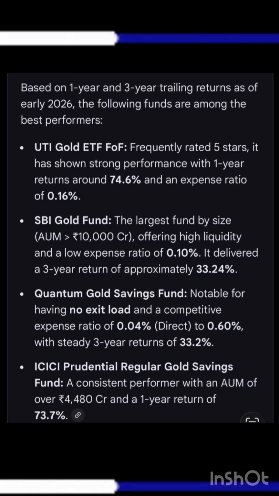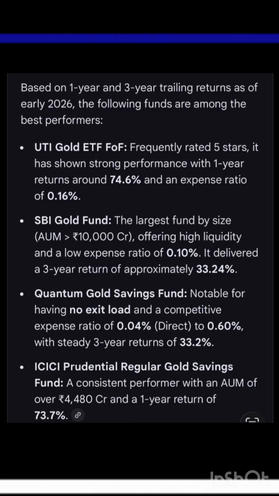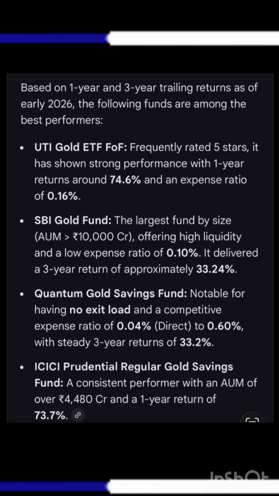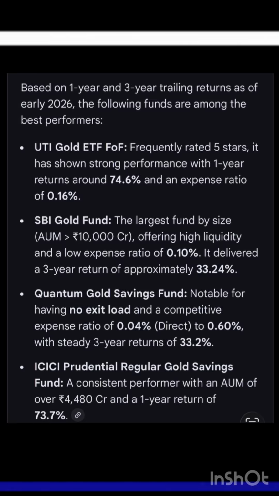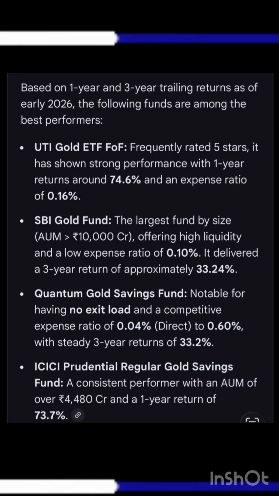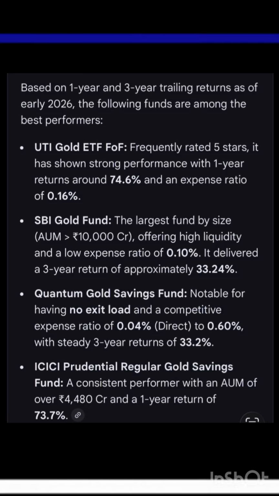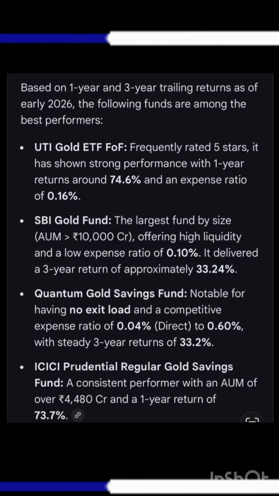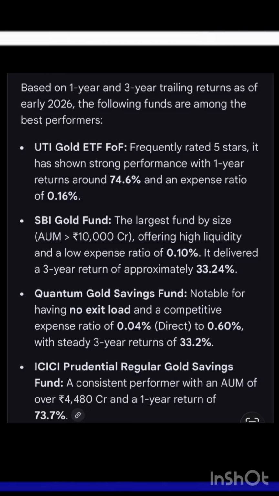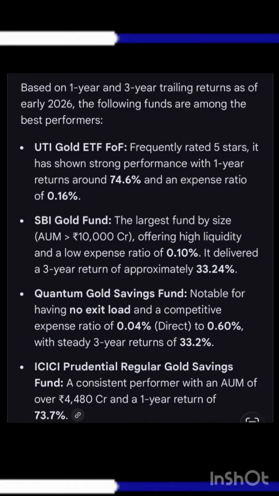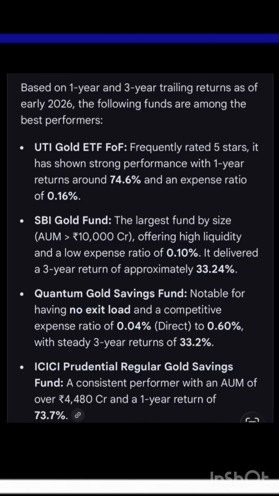Coming back next, there are top-rated gold ETF FOFs. What are they? The UTI one: UTI is frequently rated 5-star and has shown strong performance also, with a 1 year return of 74.6% and an expense ratio of 0.16%. Similarly, SBI's AUM is greater than 10,000 crore. Its expense ratio is very low, 0.10%, and it delivered a 3 year return of approximately 33.24%, which is a decent return.